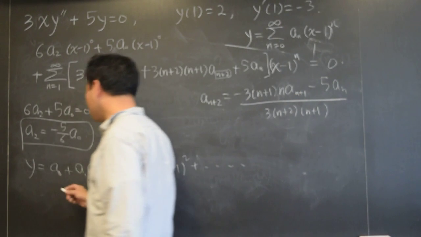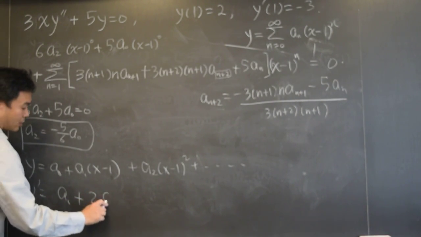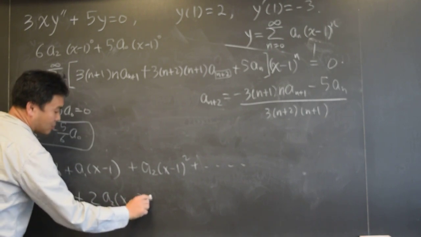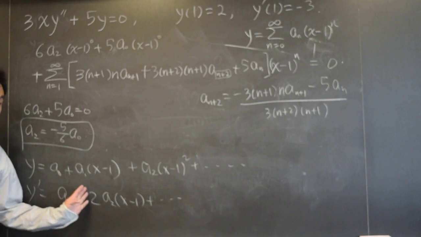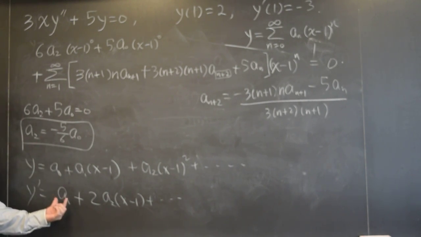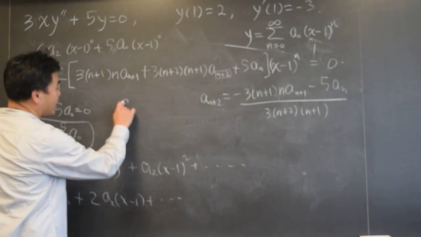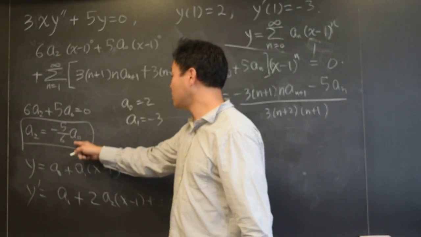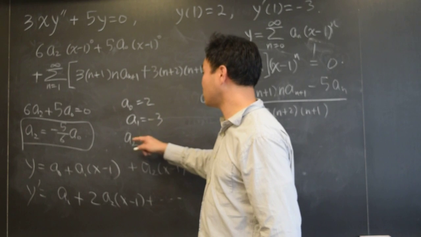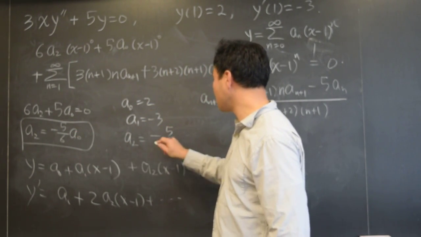In the same way, if you differentiate it, you get A1 plus 2A2 x minus 1, and then plus something. They all will have x minus 1 there, so if you plug in 1, everything will vanish and you're going to get A1 for y prime of 1. But what is y prime of 1? That's negative 3. So you already know that A0 is 2, A1 is negative 3, and this one says that A2 is negative 5 over 6 A0, which is negative 5 over 3.